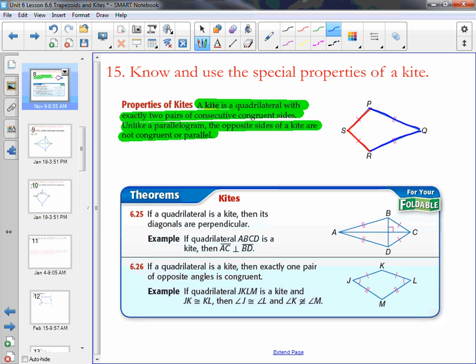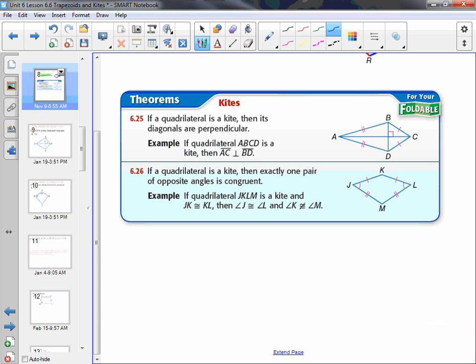Then we have two theorems. If a quadrilateral is a kite, then its diagonals are perpendicular. Now, this does not contradict what we learned about a rhombus. A rhombus is the only kind of parallelogram where the diagonals are perpendicular. But this doesn't contradict that because this is not a parallelogram. So, if it's a kite, then its diagonals are perpendicular.